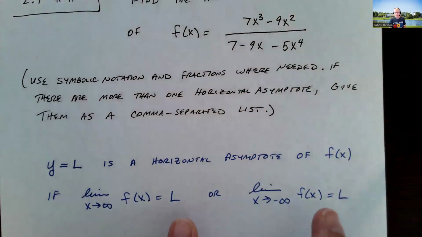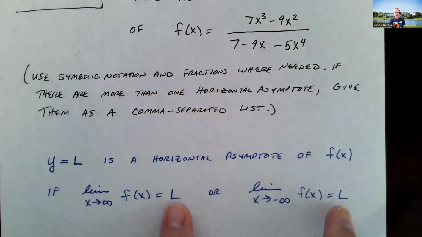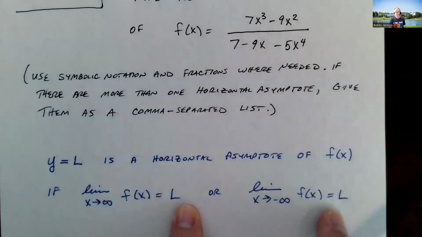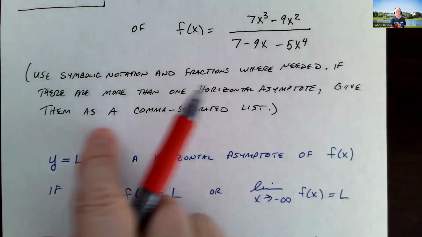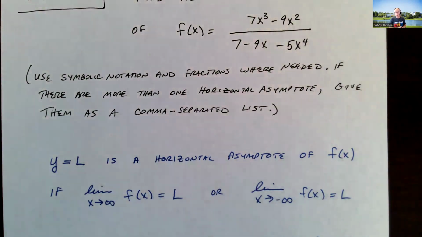And so notice, for some functions, you can have different limits as x goes to infinity versus x goes to negative infinity. If both those limits exist, you can have up to two horizontal asymptotes, and that's this whole thing about give them as a comma separated list. Turns out this function has only one horizontal asymptote, but there are functions that have two.